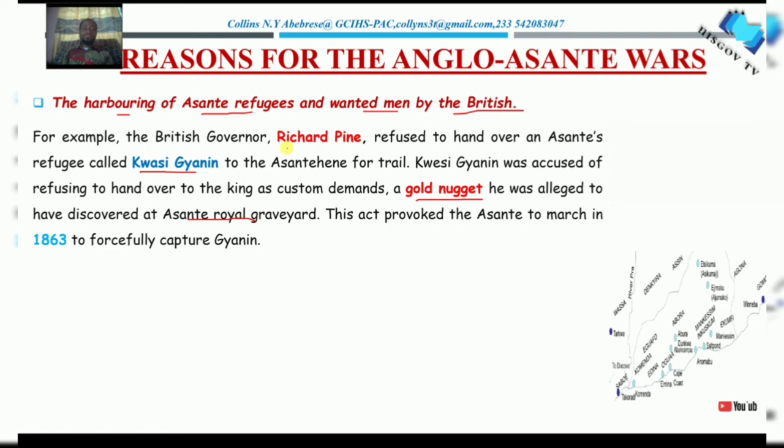So he ran to Cape Coast, and at that time, the British governor at Cape Coast was known as Richard Pine. And Richard Pine harbored Kosijani, kept him in the castle, and prevented the Asante nation from having access to Kosijani to punish him. And that provoked the Asante to march on to the coast. In 1863, they marched from Kumasi, walked all the way to Cape Coast, to forcefully capture him for punishment.